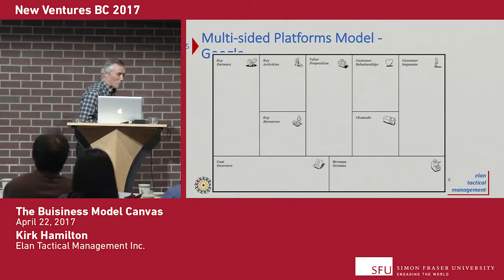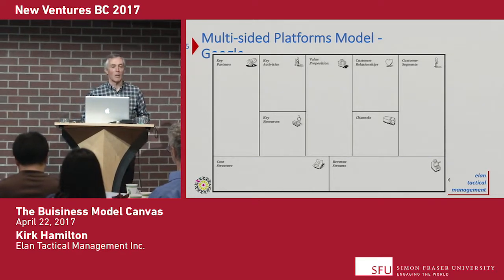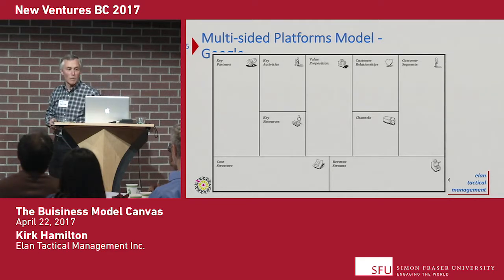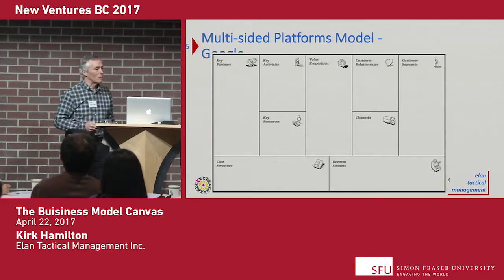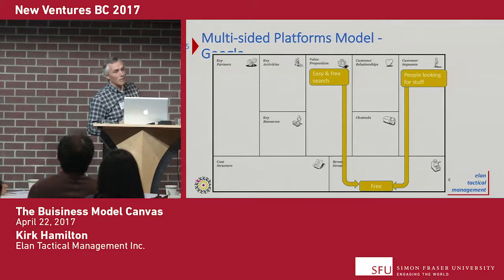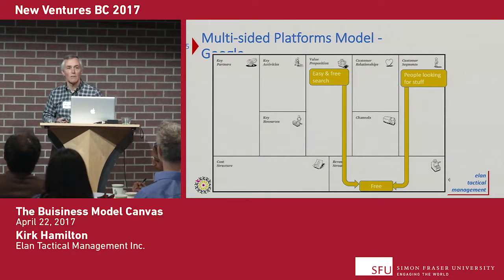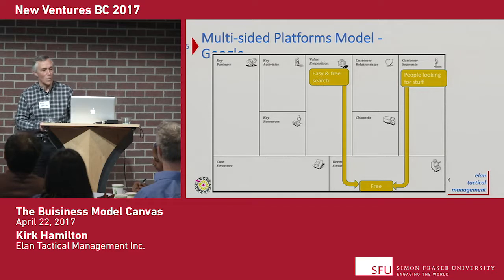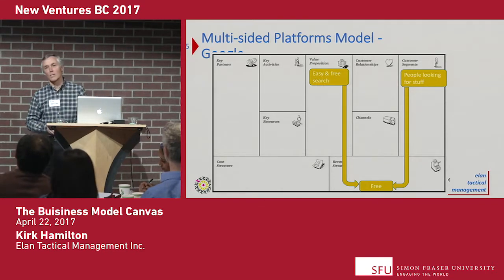So there's a couple of different patterns that we have out here in business models. One of them is the multi-sided platform, which is Google's model. So let's take a look at what Google looks like. They start out by having free stuff. They've got free and easy search, great algorithms, that's why they've won. And it helps people who are looking for stuff.